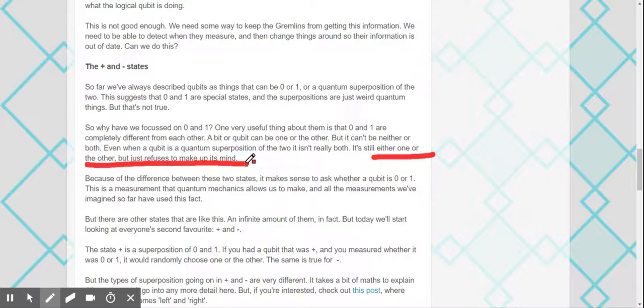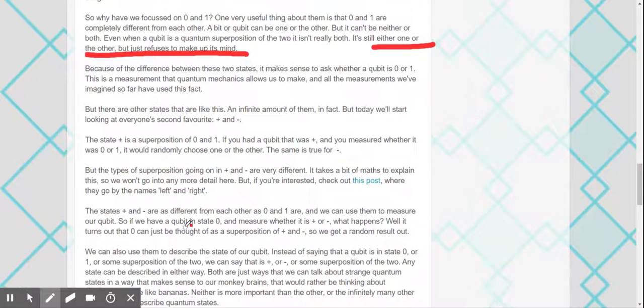Because of the difference between these two states, it makes sense to ask whether a qubit is 0 or 1. This is a measurement that quantum mechanics allows us to make, and all the measurements we've imagined so far have used this fact. But there are other states like this, an infinite amount of them, in fact. But today we'll start looking at everyone's second favorites, the plus and the minuses.